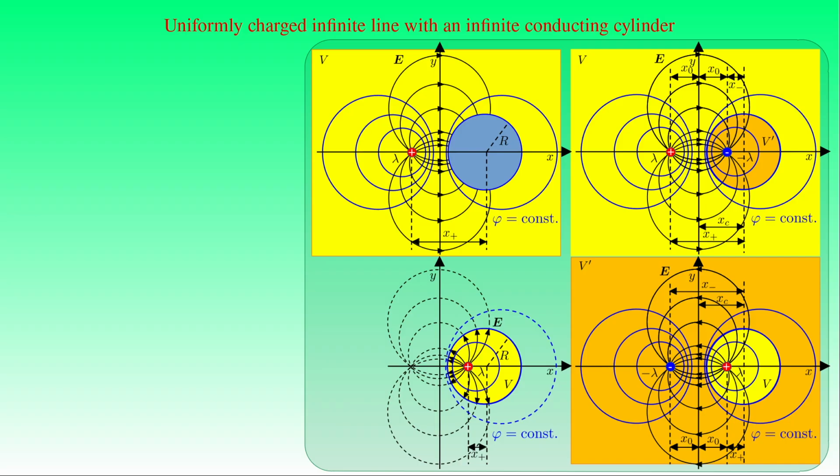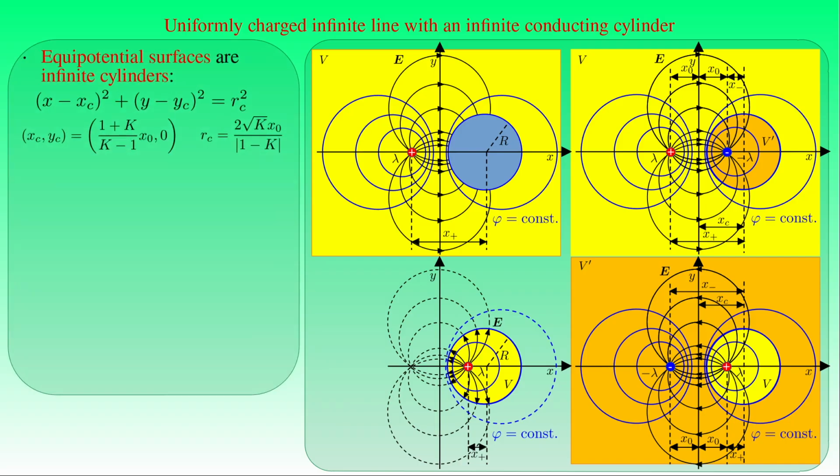Since the cylinder is an equipotential surface, we can apply the equation describing the circular sections of the cylindrical equipotential surfaces derived for the pair of line charges with opposite polarity. This equation states that the center of these cylindrical surfaces is on the y-axis with the coordinates x sub c given by (1 plus k) over (k minus 1) times x0, and the radius r sub c of the cylindrical surface is equal to 2 times the square root of k times x0 over the magnitude of 1 minus k. Here the value of k specifies the given equipotential surface.